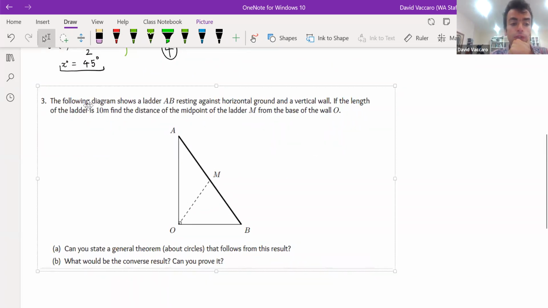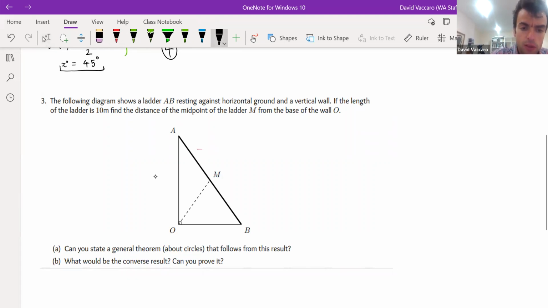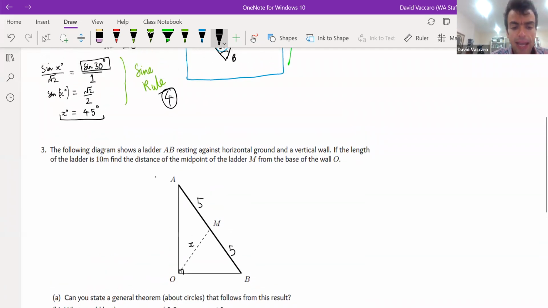Okay, so it says, the following diagram shows a ladder, AB, resting against horizontal ground and a vertical wall. If the length of the ladder is 10 meters, find the distance of the midpoint of the ladder M from the base of the wall O. Okay, so we're trying to find, we know that AM is 5. We know that BM is 5. We know that this is a right angle, and we're asked to find the angle X.